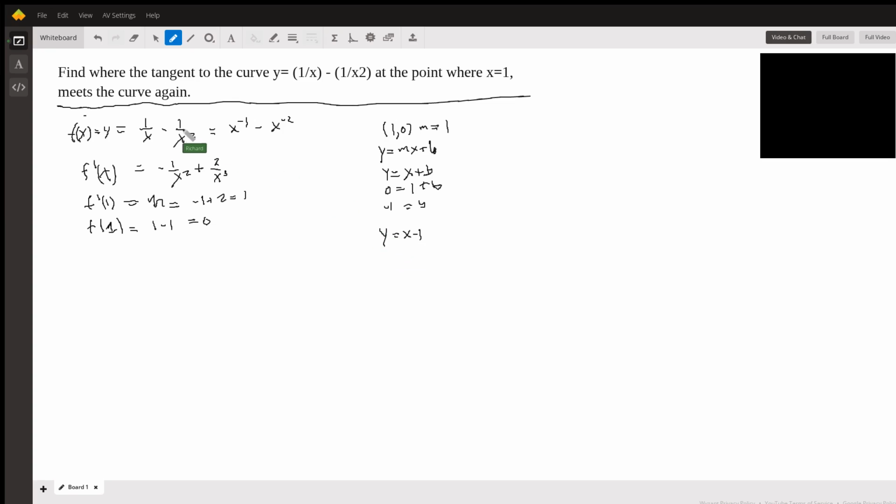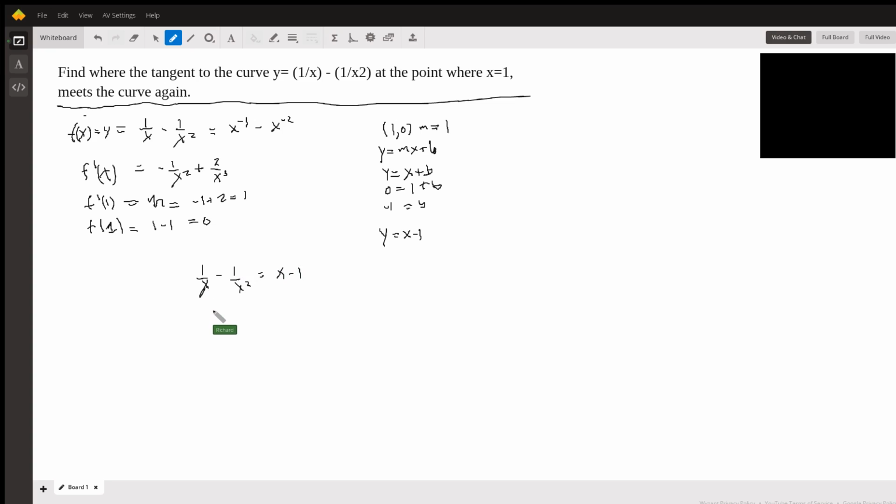Now, where does this intersect f of x? Well, you would just have to figure out the solution to this. We'd say 1 over x minus 1 over x squared equals x minus 1. And then we'd have to do some work here.